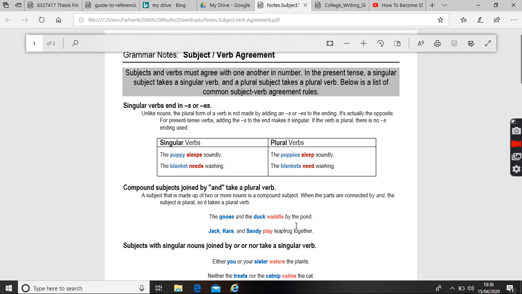Like if we say Ali, Sarah and Atif are students. Now we're talking about three people, Ali, Sarah and Atif. So the subject is compound, the subject is plural, so the verb has to be plural. So we have used are, not is.